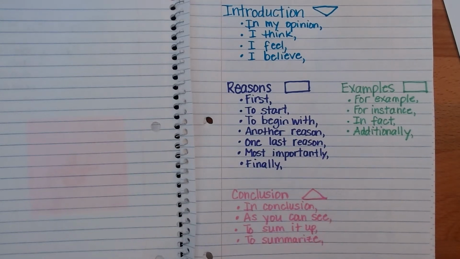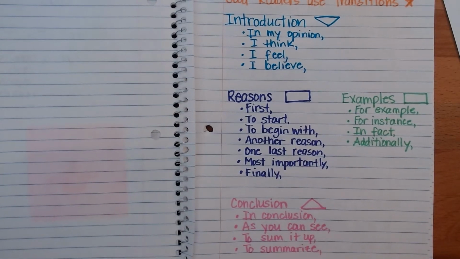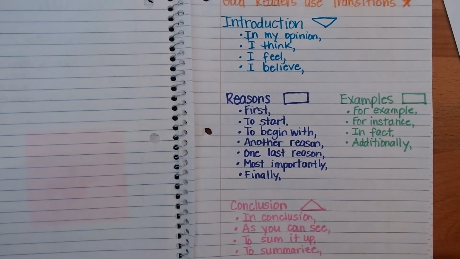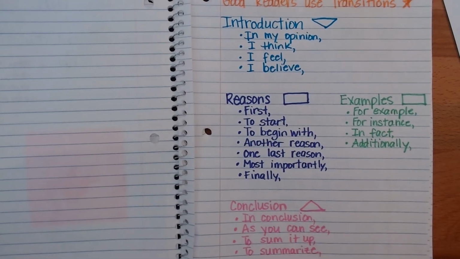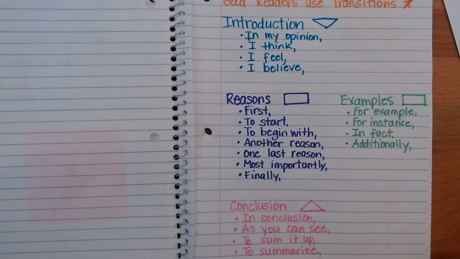So I want you to pause the video, and I want you to copy this chart down so that you have some examples. And at the top it says, good readers use transitions. I want to make sure that you copy that down so that you've got something to go by. All right, so pause it now, and then we're going to take a look at a student example, and we're going to take a look at mine, how I got started.